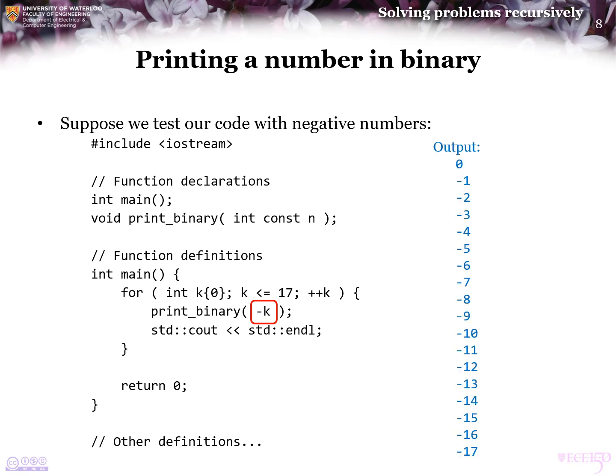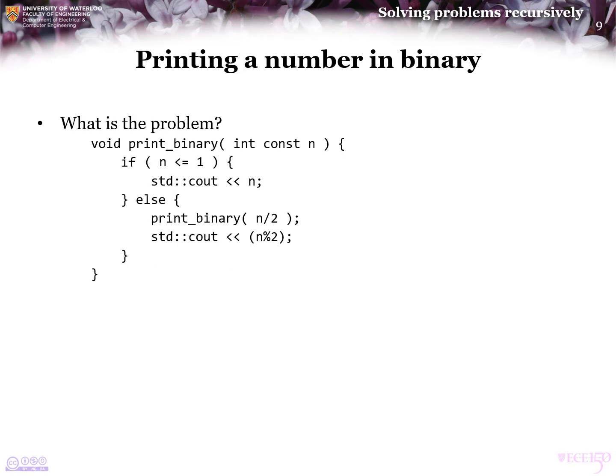Oh wait, that doesn't look like binary. Well, except for the first two. Well, we have 10 and 11 there, but I don't think those are the binary representations. These all look like decimal. So, what was the problem?